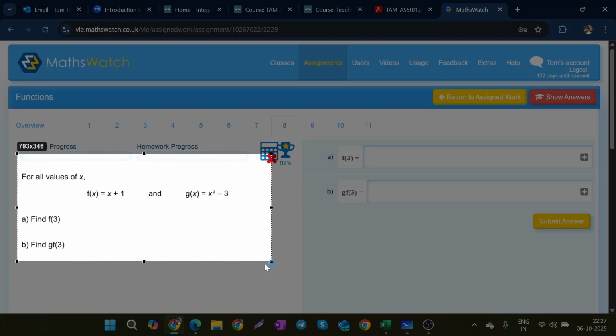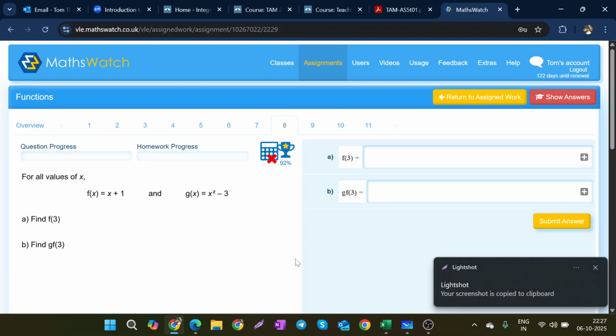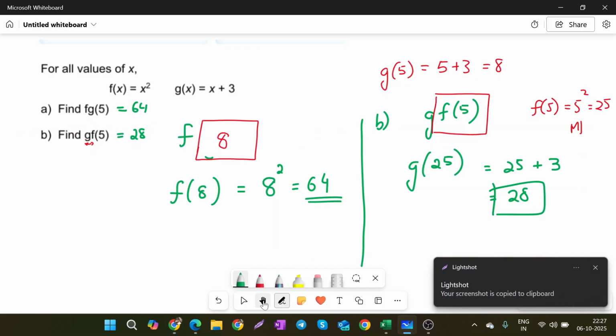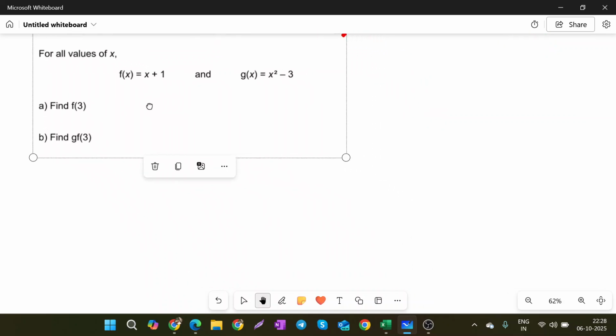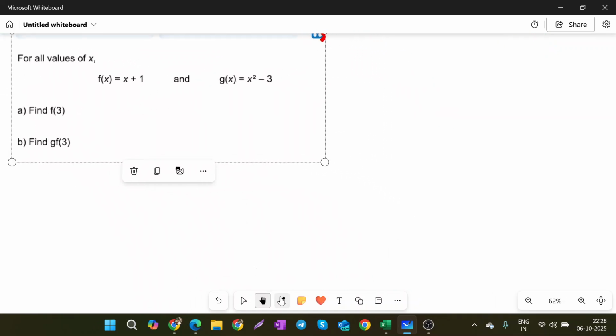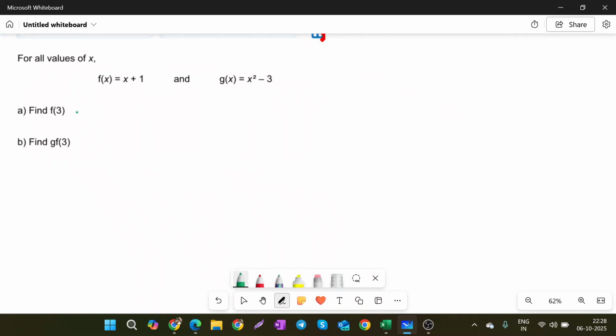This one looks pretty easy, nothing much challenging there. But I do hope we will get a challenging question from this composite one. Let's see. F of 3, so that's pretty straightforward. Replace x with 3, so you get 3 plus 1, and that is equal to 4.